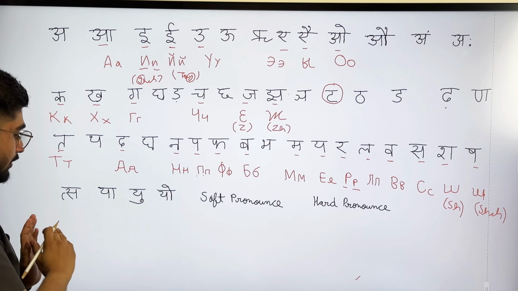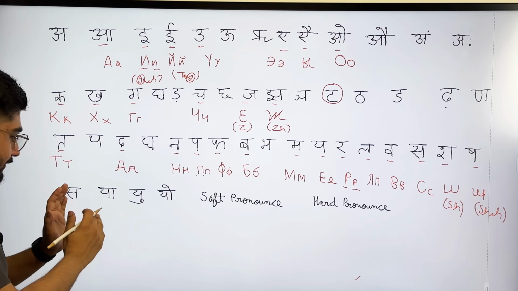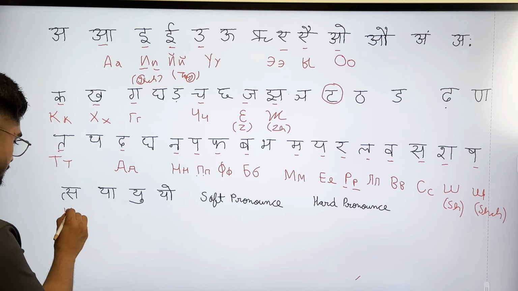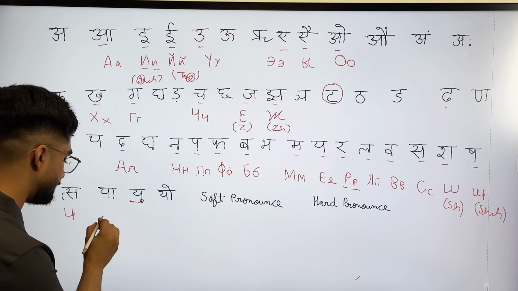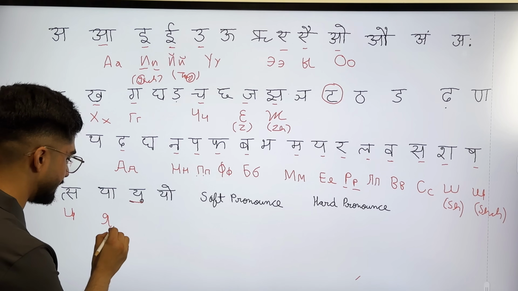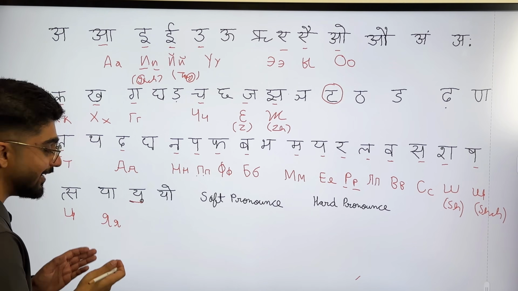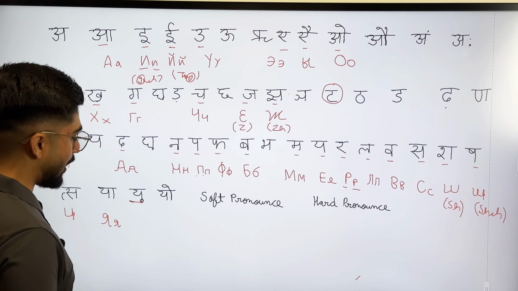Next alphabet is your Ts. Ts. So you have to write it like this. Yeah, it's like this. It's your inverted R. Now is your U.